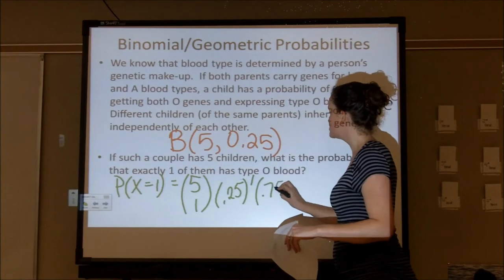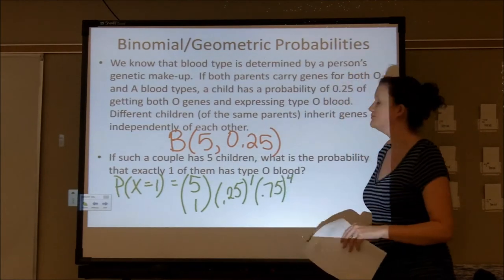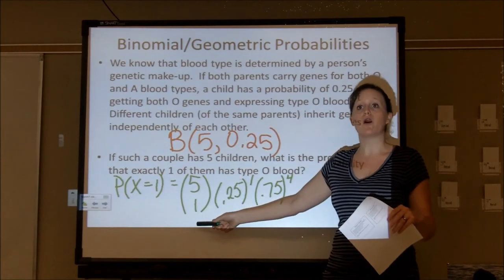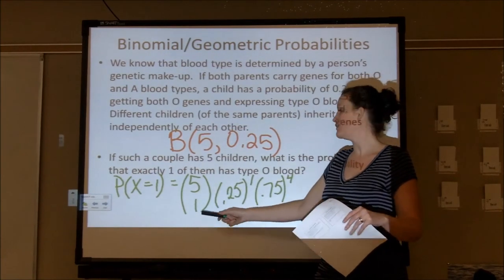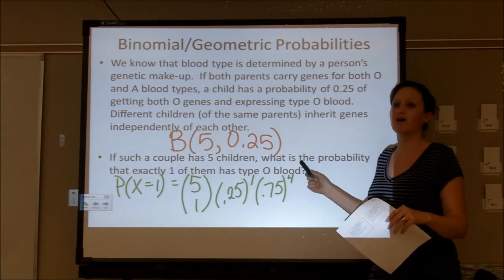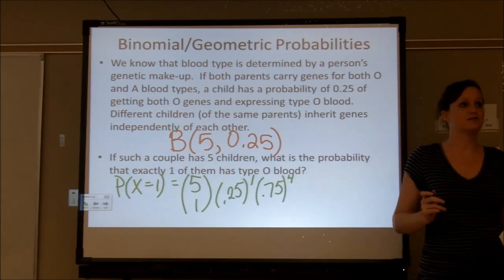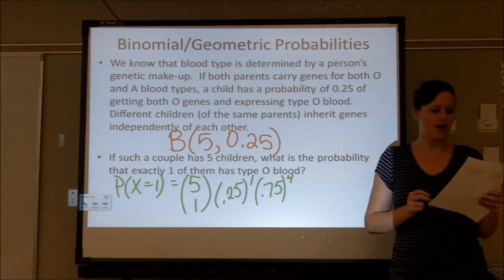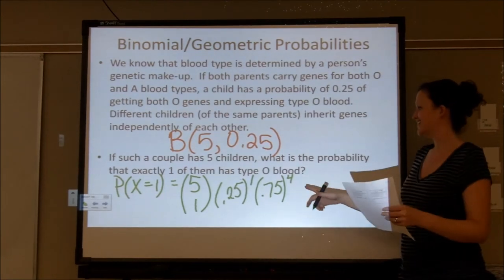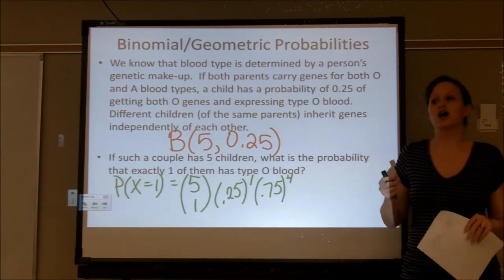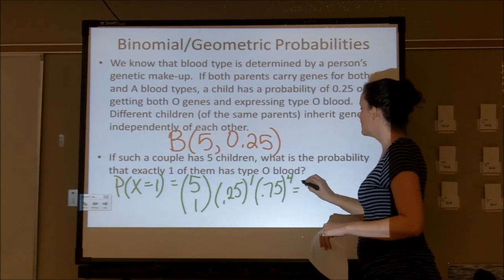And then I take 0.75 and I raise it to 4. Good. So this is N and then the number that I want. Okay, 5 choose 1. Probability of success raised to the number of successes. Probability of failure raised to the number of failures. Because those four kids who don't have type O blood are failures. Grader is happy? Yes?